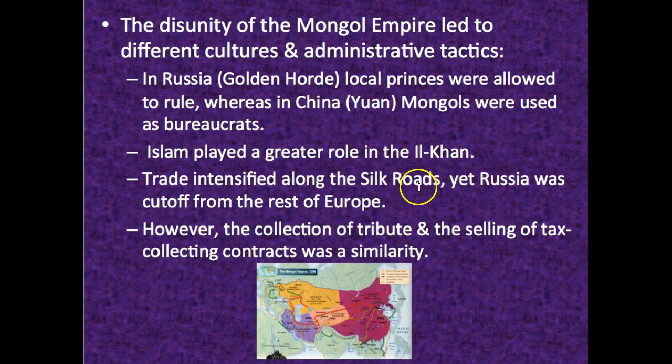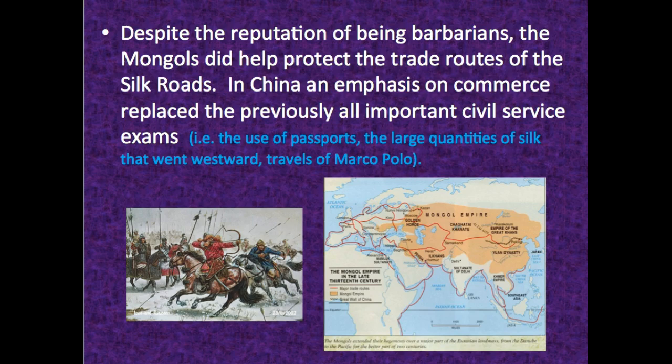Trade begins to intensify along the Silk Roads, but Russia was cut off from the rest of Europe. This was mostly because of the Mongol influence. One thing that they did that kept Russia back by quite a few years, especially as we move into the Renaissance of Europe, is that they became isolationist. And during the time of the Golden Horde, the local princes were allowed to rule, but they were cut off and isolated from the rest of Europe, so they didn't take part in the trade. They didn't have part in the intellectual diffusion of the Renaissance that we see throughout Western Europe. However, the collection of tribute and selling of tax collecting contracts was a similarity in all areas.